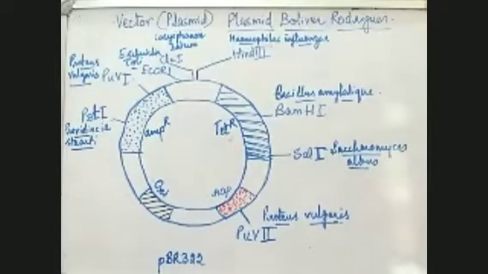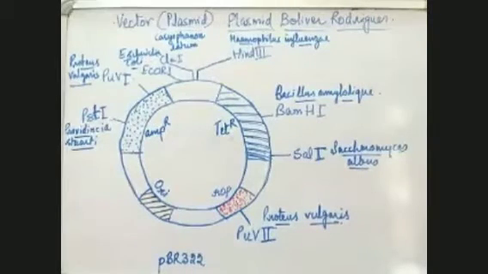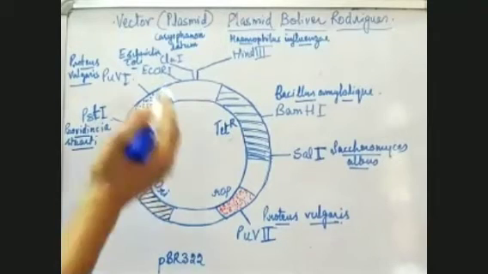So, when I was telling you the properties of vector, first of all, what is a vector? A vector is something which will carry your desired gene into the host. Why do we want to take it into the host? Because it will multiply, it will increase in number in the host. That is why, and this is the thing which is going to carry it to the host.